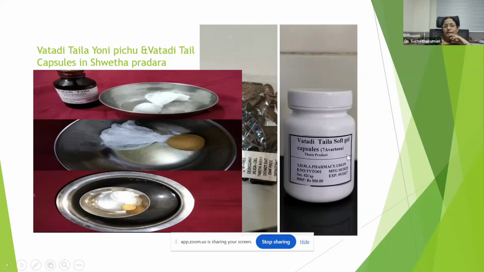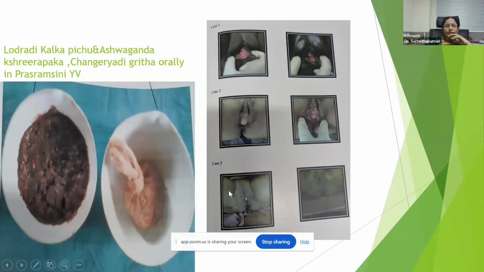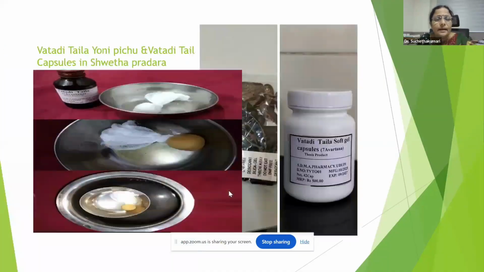Here what we have done is the Avartana. 7 avartanas are done so that the efficacy of the drug will be improved. And the studies also show that it has a very good effect on infections. Whether it is vaginitis or cervicitis, etc., we see that we have got a very good effect. Here I would like to tell about one of the patients.